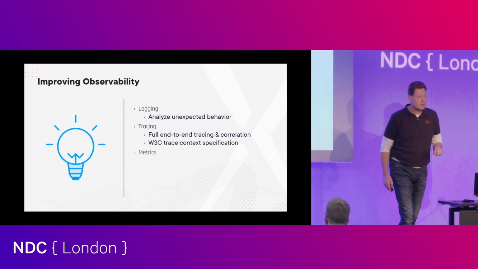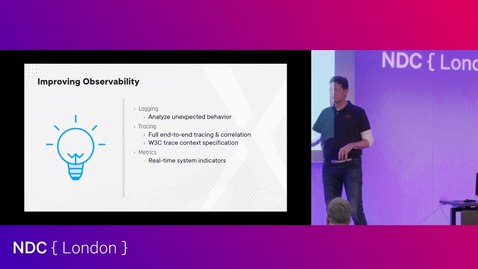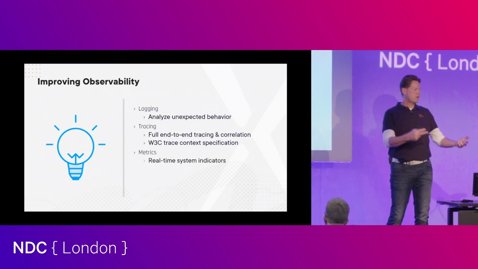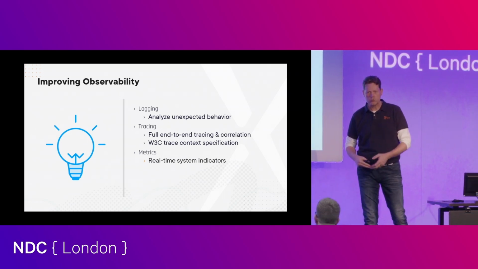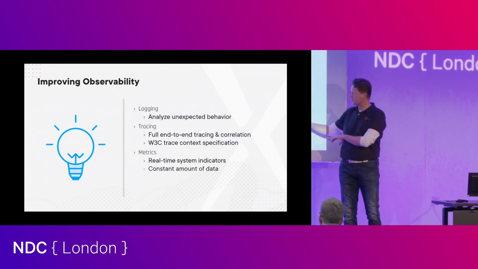Then we have the notion of metrics, which is completely different. Metrics is more about real-time system indicators. How healthy am I? What are my call times? How fast do I respond? How much memory am I using? How much CPU am I using? And all these other things. Okay, so those are what we call metrics.